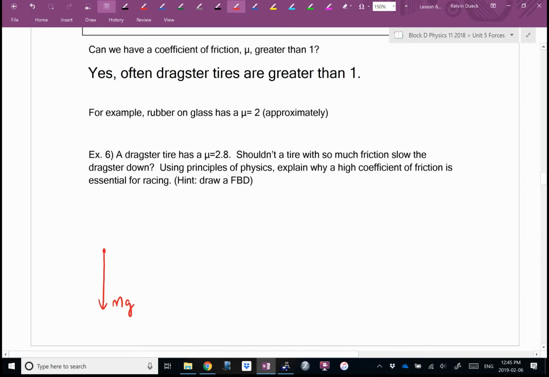Is the dragster sinking into the ground like quicksand? Is it flying like Superman? No. I think there's a normal force the same size as mg. What else? Well, let's assume, Kenley, that the dragster is accelerating forwards. So there must be an unbalanced force that way. What force is that?